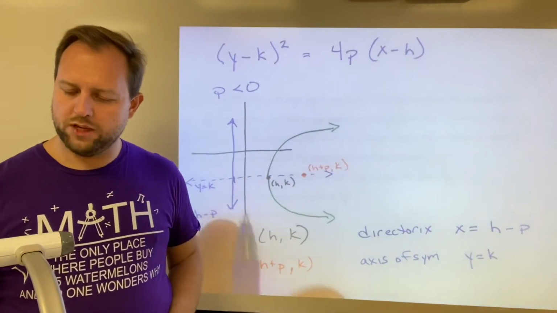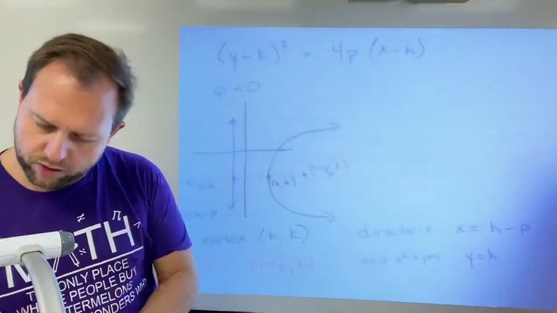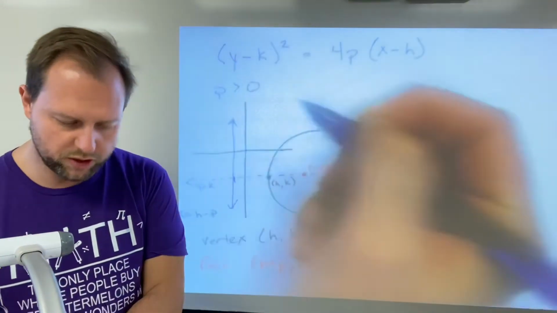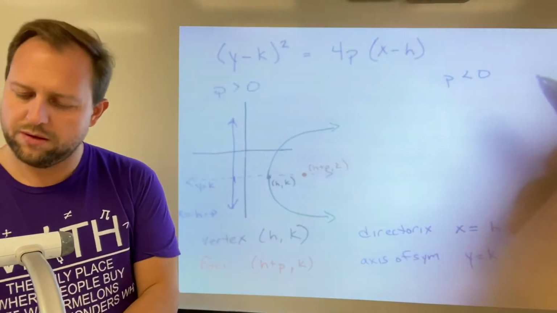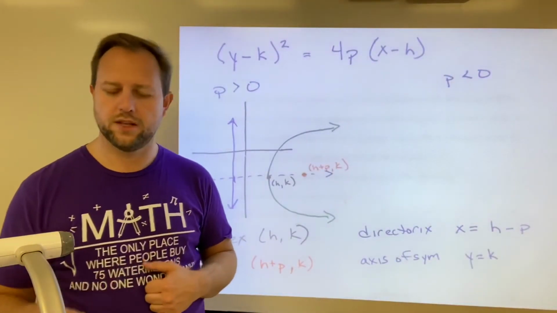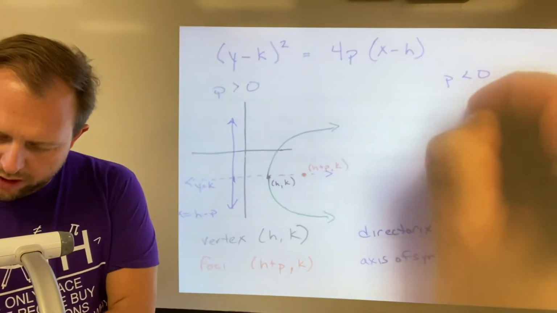And that all happens when p is greater than 0. I wrote less than 0, so let me fix that. P is greater than 0, sorry. When p is less than 0, we have it opening to the left, to the negative axis. And we'll draw one of those.